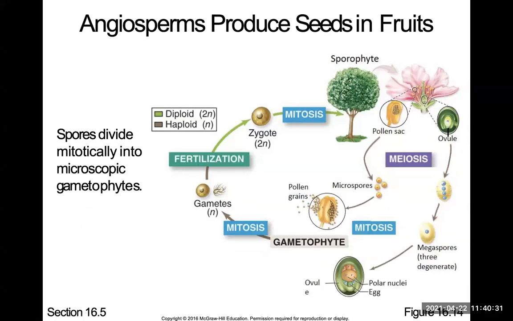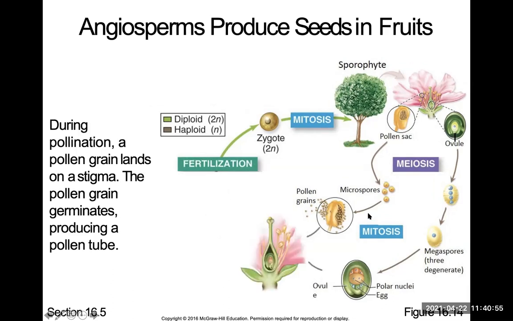Then the spores divide microscopically into gametophytes. So pollen grains for male, and the female has the egg. I want you to notice 2 things here. It has the egg. Then it has something called polar nuclei. This is important. So if you're taking notes, write that down. The ovule has the egg and it has the polar nuclei. So let's see what's happening. I'm going to go over a process called double fertilization, and that's what you guys have to know for this group. You have to know double fertilization.